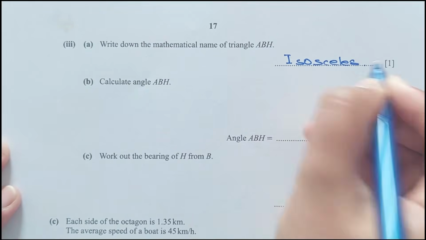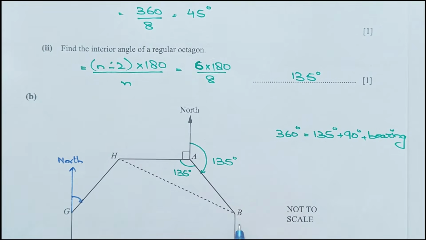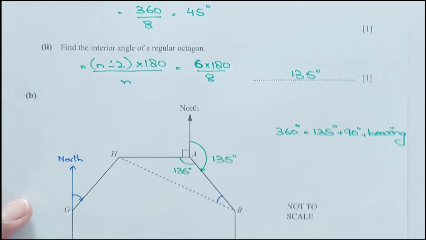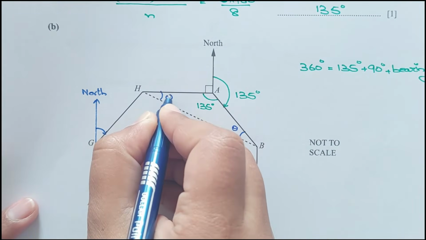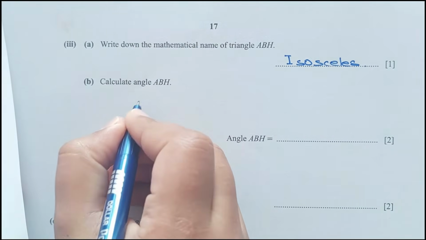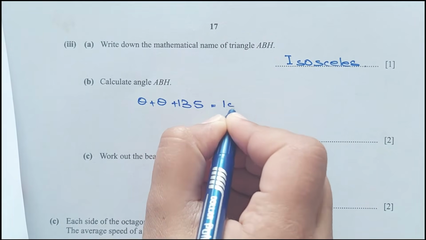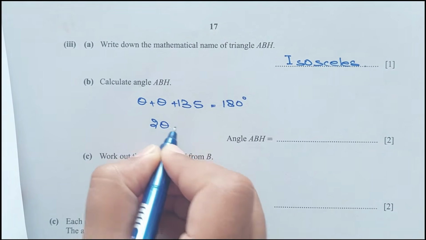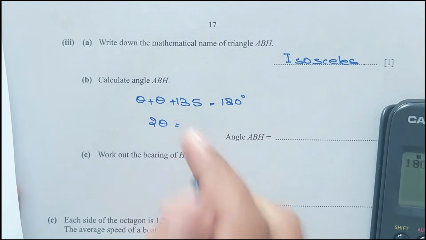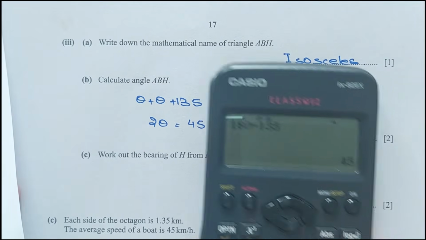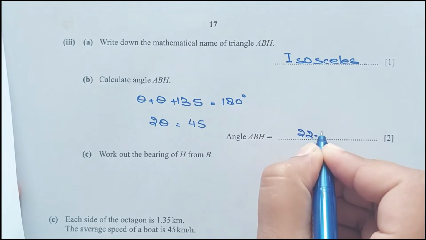Now for part B, calculate angle ABH. This is A, this is B, and this is H. This angle we have to measure. This is an isosceles triangle, so we can say this angle is theta, this angle is also theta, and this angle is 135. So theta plus theta plus 135, the sum of all angles of a triangle is 180 degrees. So 2 theta equals 180 minus 135, which is 45. And 45 divided by 2 is theta, that is 22.5. So 22.5 is that angle.